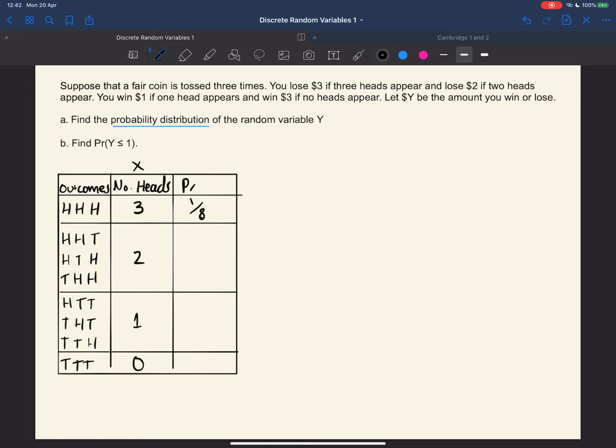Landing on heads twice, that would be 2 out of 8. Sorry, I beg your pardon, 3 out of 8. Because there are 3 out of 8. Landing on heads once, we'll have a look. There are 3 of them. So 3 out of 8. And last we have a 1 out of 8.